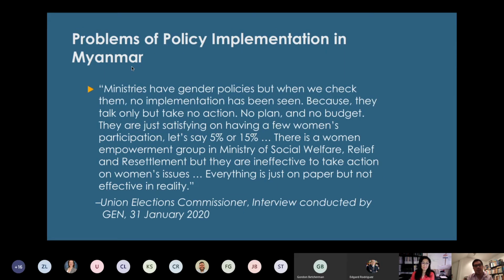And just to draw out the contrast, I want to lay out a very interesting quotation from an interview that was conducted by Jen on January 31 to draw out the contrast between institutional questions of implementation between Myanmar and Cambodia. And this interview here is with a Union Elections Commissioner who identifies problems of implementation of ministries on issues of women's affairs. And she notes that ministries have gender policies, but when we check them, no implementation has been seen because they talk but take no action, no plan and no budget. They are just satisfying on having a few women's participation, let's say 5% or 15%. There is a women empowerment group in the Ministry of Social Welfare, Relief and Resettlement, but they are ineffective to take action on women's issues. Everything is just on paper, but not effective in reality. So this is a good contrast that indicates the problems of institutional implementation.